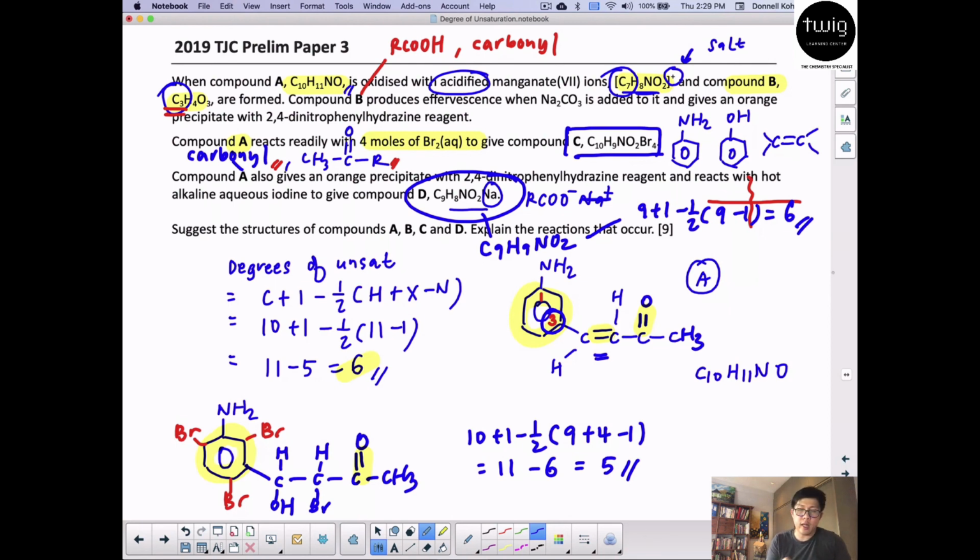Okay, so I hope this is quite useful and quite helpful. So always, if you're unsure, you can actually start with what I call the degree of unsaturation. That will actually guide you in the solving of this kind of question.